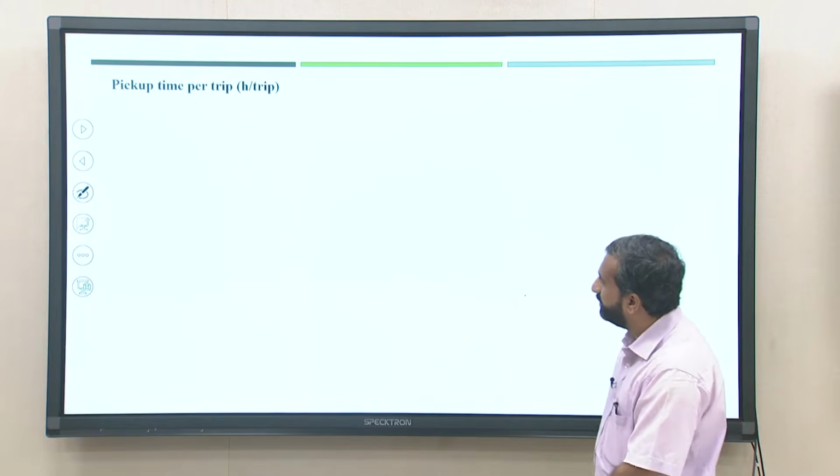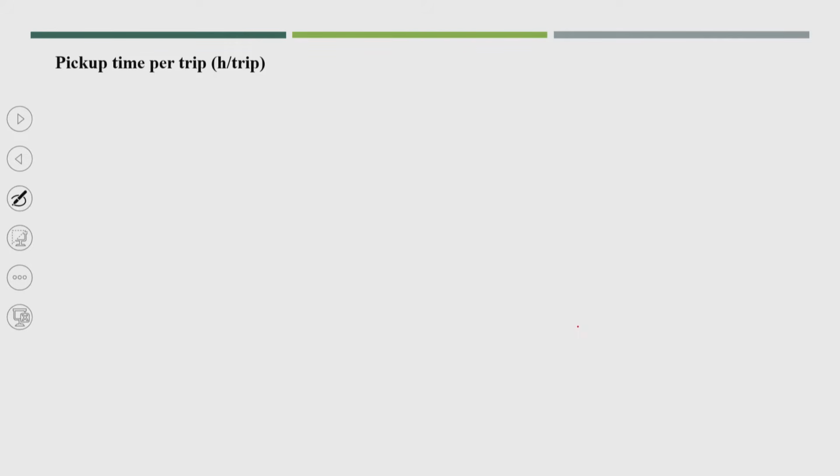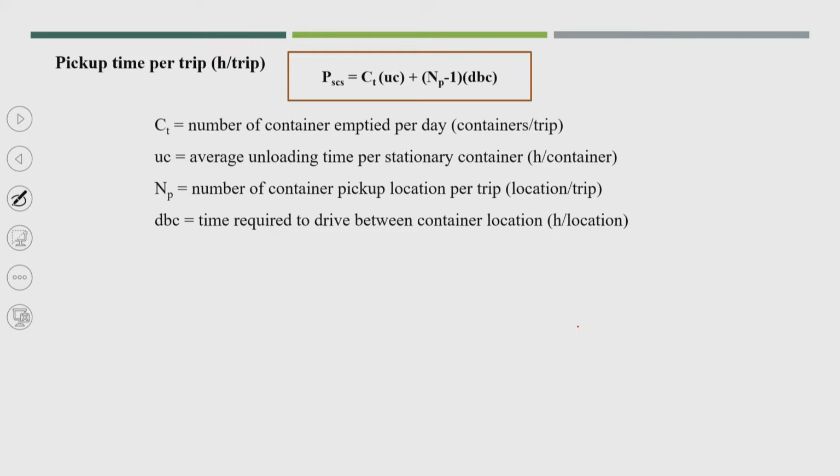Now, the pickup time per trip in the hauled container system was PC plus UC plus DBC, but in this case, for the stationary container system, PSCS is CT into UC plus NP minus 1 into DBC, where CT is the number of containers emptied per day, UC is the average unloading time per stationary container, and NP is the number of container pickup locations per trip, multiplied by DBC. Here you see that we used NP minus 1. Why? The number of container pickup locations per trip minus 1.